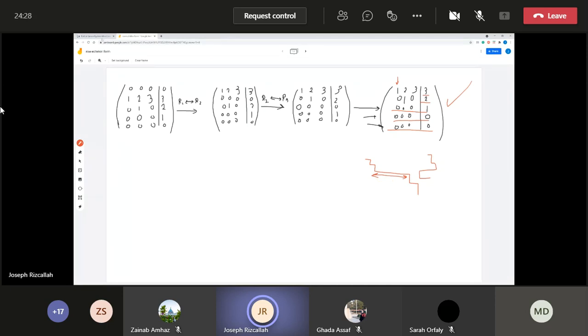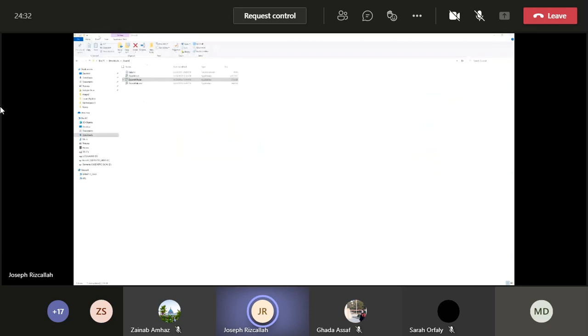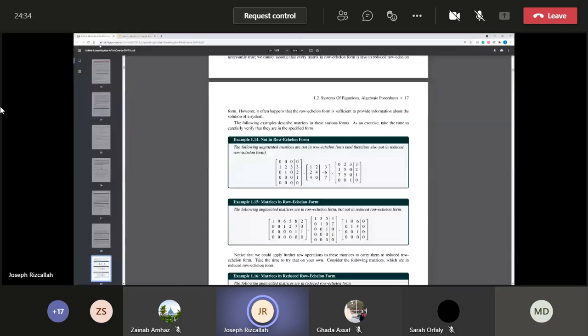Okay, let's take another example. The example I will take again from the book. So look at this one here, at this matrix. So what's wrong with this matrix? If we look, here you see there is no row made of zeros. So the first condition is met because there's no such row.